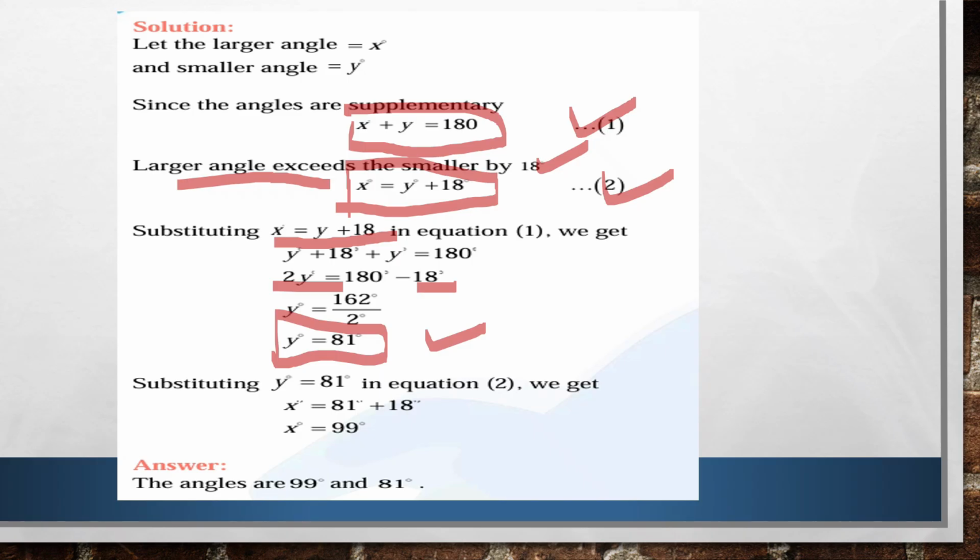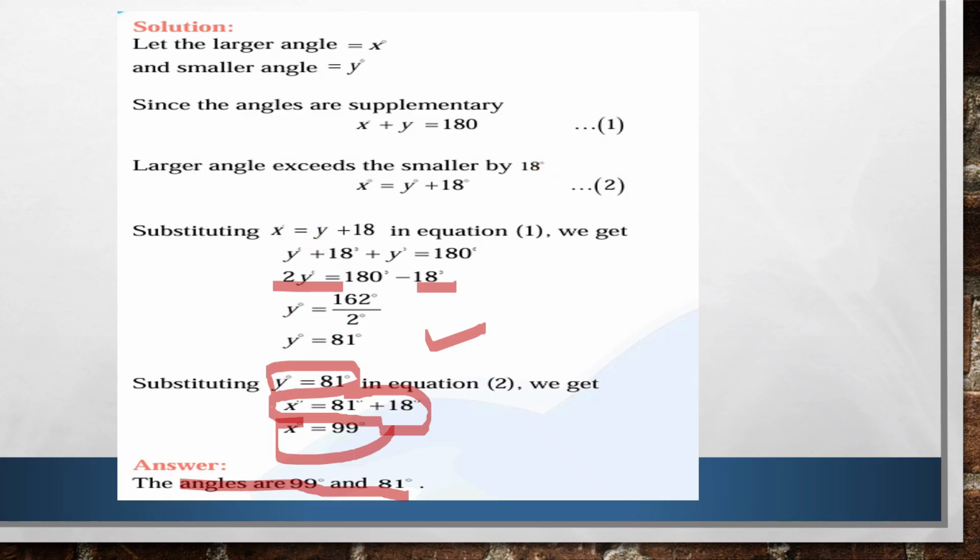If you know the value of y, by substituting it in equation 2, I will get the value of x. So here y is equal to 81 degrees. I can write x is equal to 18 degrees plus 81. So I will get x is equal to 99 degrees. Therefore the angles are 99 degrees and 81 degrees. So this is regarding question number 2 of the third main problem.